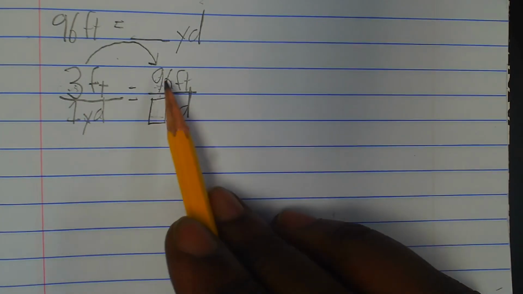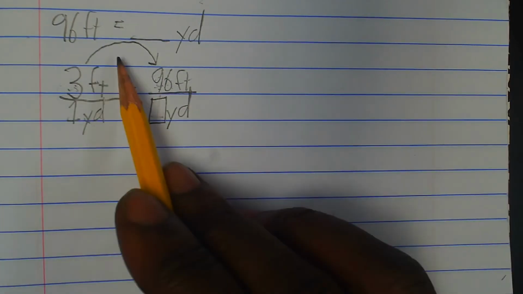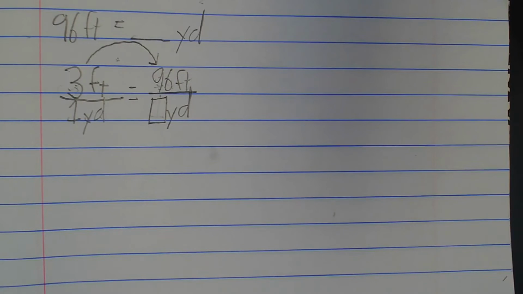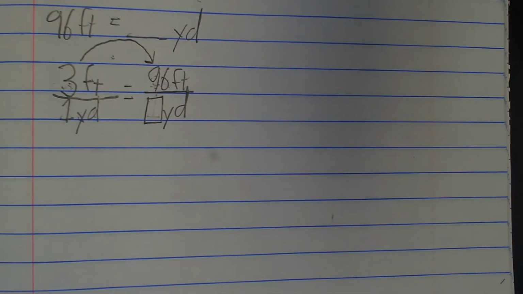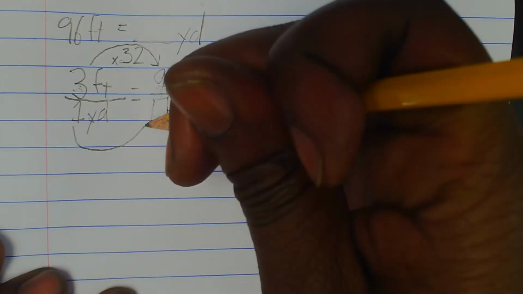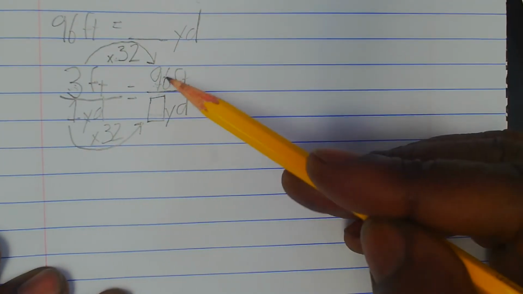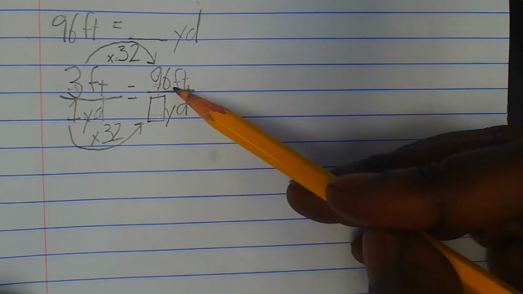You're not multiplying 3 and 96. You're finding the value or the relationship that you will multiply times 3 to get 96. 32. Very good. All right. So, of course, we use that same relationship here. So now, for the amount of 96 feet, the equivalent yards would be 32 yards.